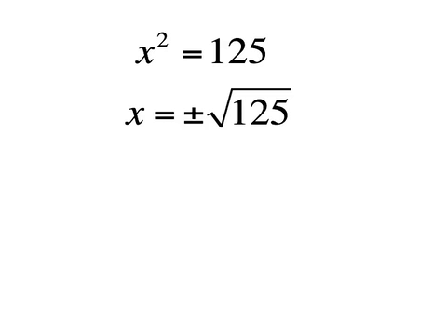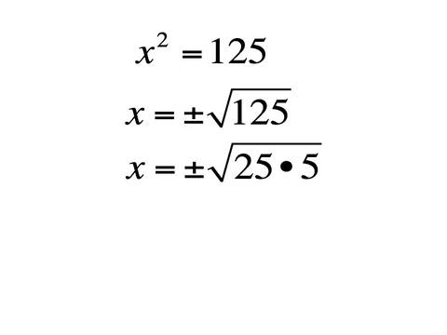There is another way to write it, known as simplest radical form, and that's because 125 is equal to 25 times 5, and you can take the square root of the 25, and you get this expression, and it's read positive or negative 5 root 5. And that's simplest radical form for the square root of 125.